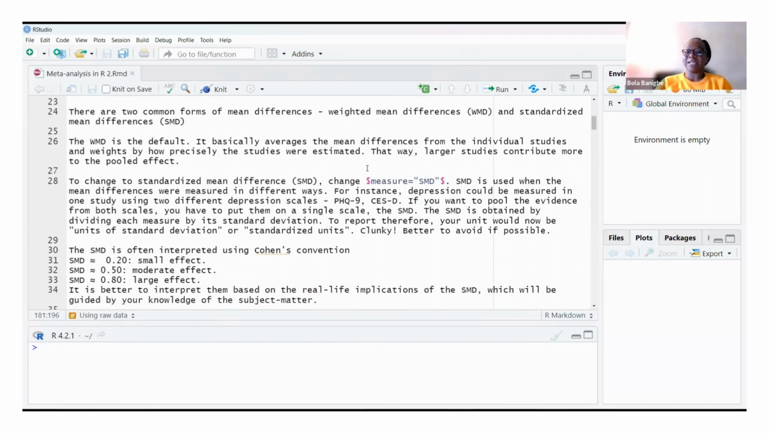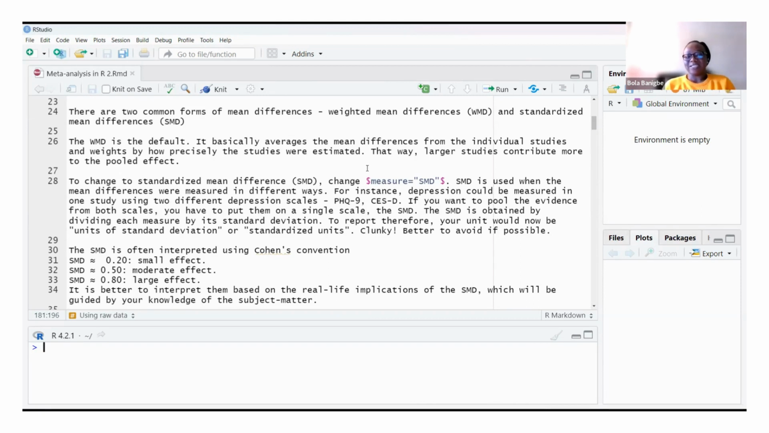Now, the standardized mean difference is used when the means in the different studies were measured in different ways. The primary studies are measuring the same underlying construct, but maybe they use different tools or different scales to measure it. If you want to pool evidence, then you have to put all of them on a single scale. The standardized mean difference helps you do that. It takes the mean difference and standardizes it by dividing each mean difference by its own standard deviation.